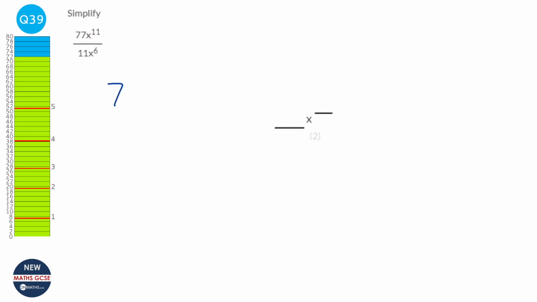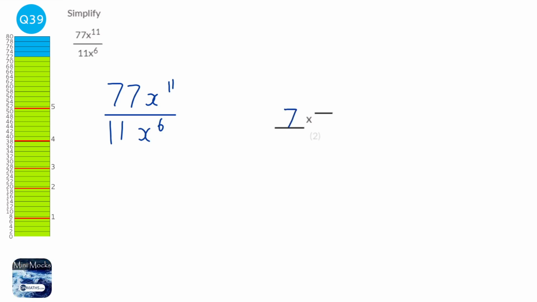So I'm just going to write this question out a bit bigger so we can see it a bit better. Okay, so we've got numbers and we've got letters. Let's focus on the numbers first. We've got 77 over 11. So 77 divided by 11 is just 7. So the answer will just be 7 with the numbers. And here we've got x to the power of 11 divided by x to the power of 6. When you divide powers of the same base, and they're both x, you take them away. So you do 11 take away 6, which is 5.